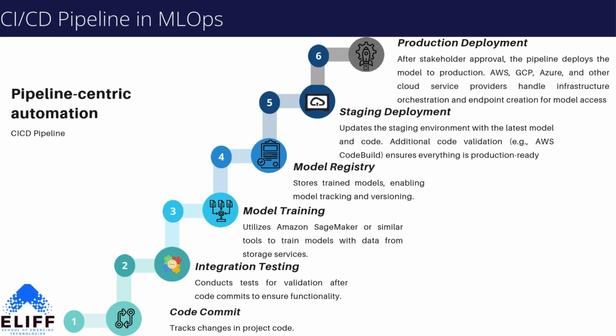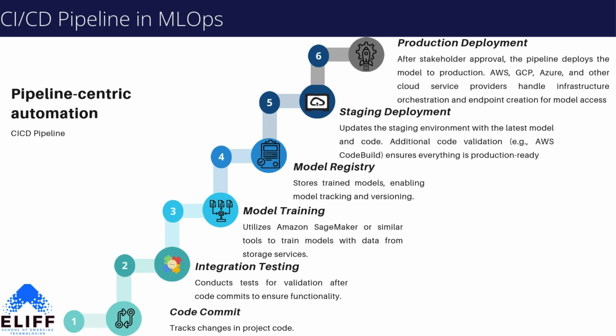Now, let's take a high-level look at the CI/CD pipeline, which stands for continuous integration and continuous deployment. For our learning, we'll mainly focus on MLOps with AWS. Imagine a typical workflow. We start with code commit, which helps us monitor the project code. When we commit a code change, code build runs integration tests and other discrete tests.